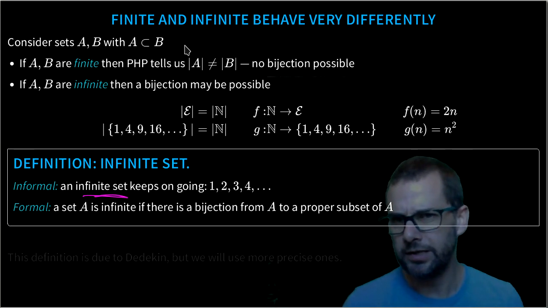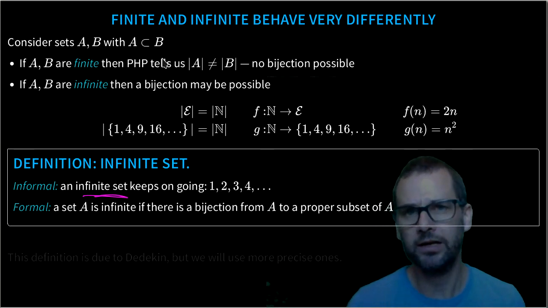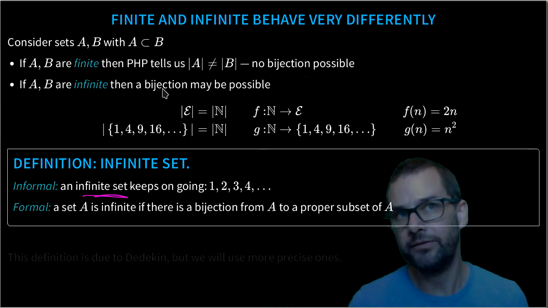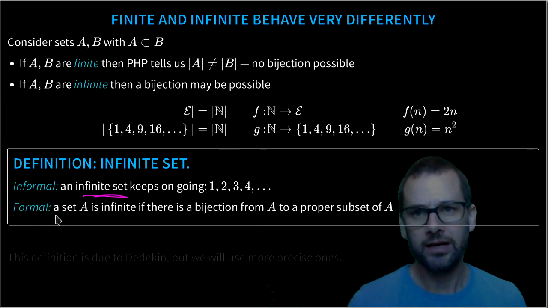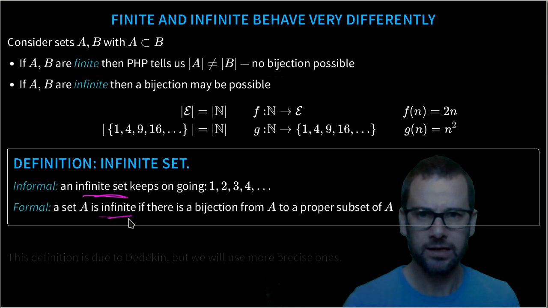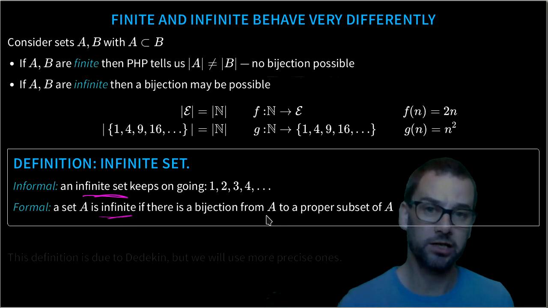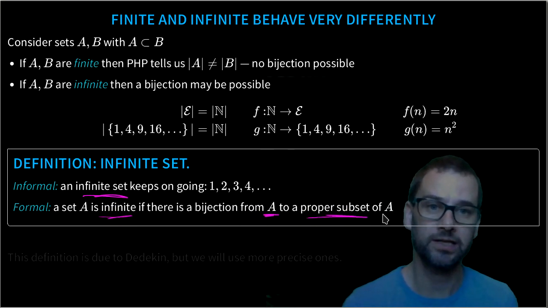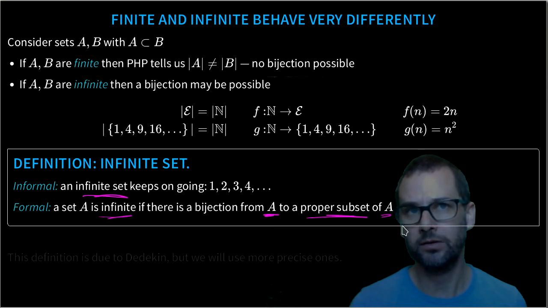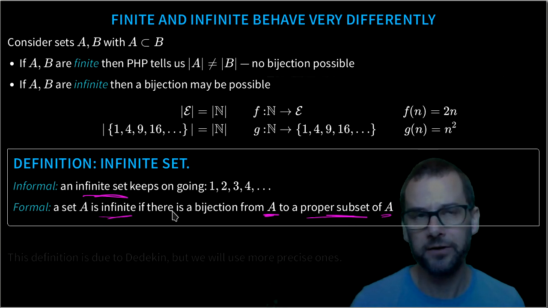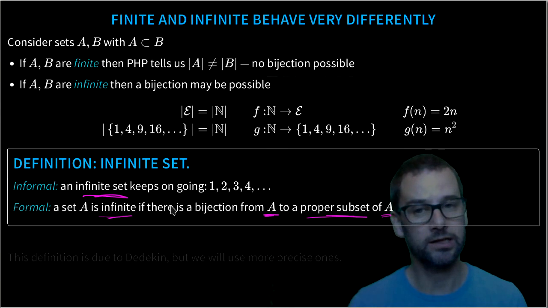But we can use this idea about subsets and the fact that finite sets behave differently from infinite sets to say that a set is infinite if we can construct a bijection from that set to a proper subset of itself. That's something that an infinite set definitely does, but a finite set doesn't do.